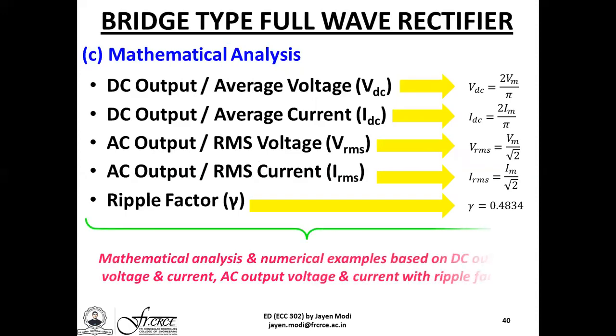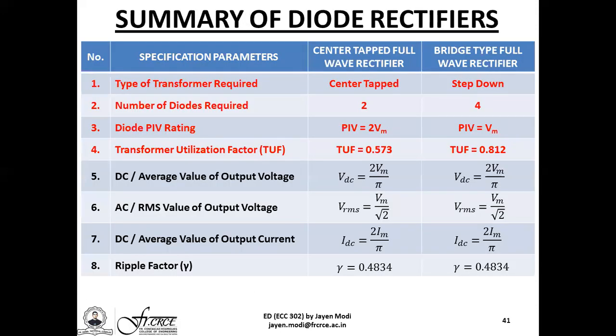So in a typical nutshell, analysis of all the 5 above parameters remains exactly the same for center tapped full wave and the bridge type full wave rectifier circuits. Lastly, the summary shows a table in which we are comparing certain specification parameters for the center tap full wave rectifier circuit and the bridge type full wave rectifier circuit. The first 4 points shown in red, 1, 2, 3, and 4, basically highlight the differences.